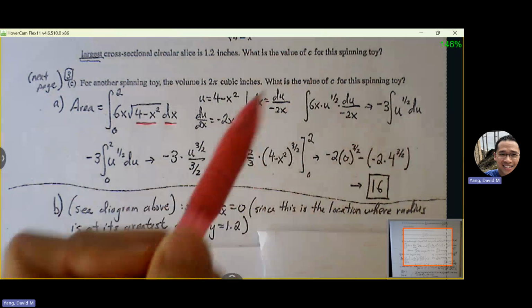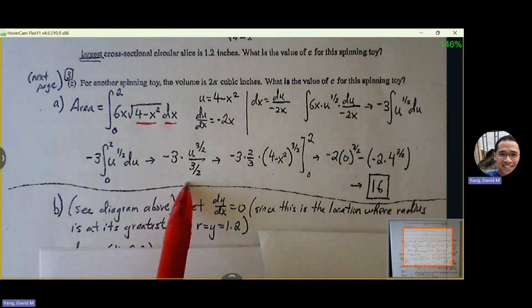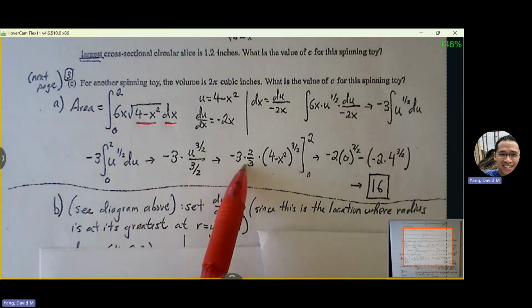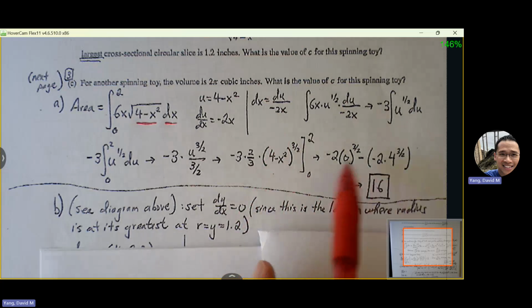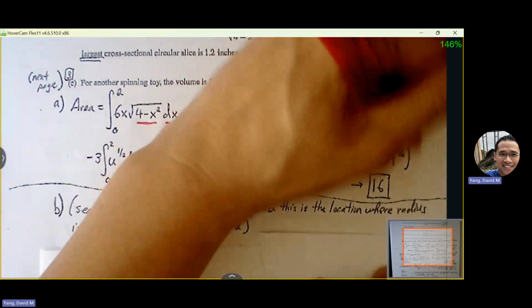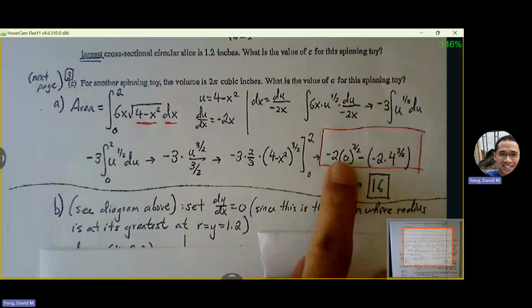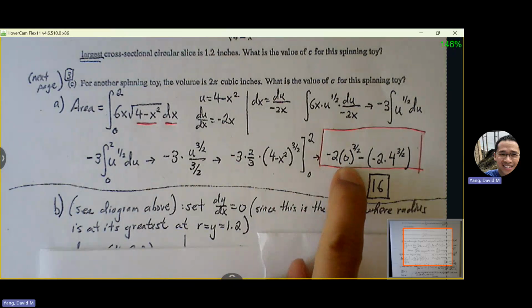We go through power rule. U to the 1/2 becomes U to 3/2 over 3/2. We clean up our coefficients. We bring back our x, and then we plug in our upper and lower bound. And you can leave your answer unsimplified. This is perfectly acceptable if it's non-calculator and if it's free response.